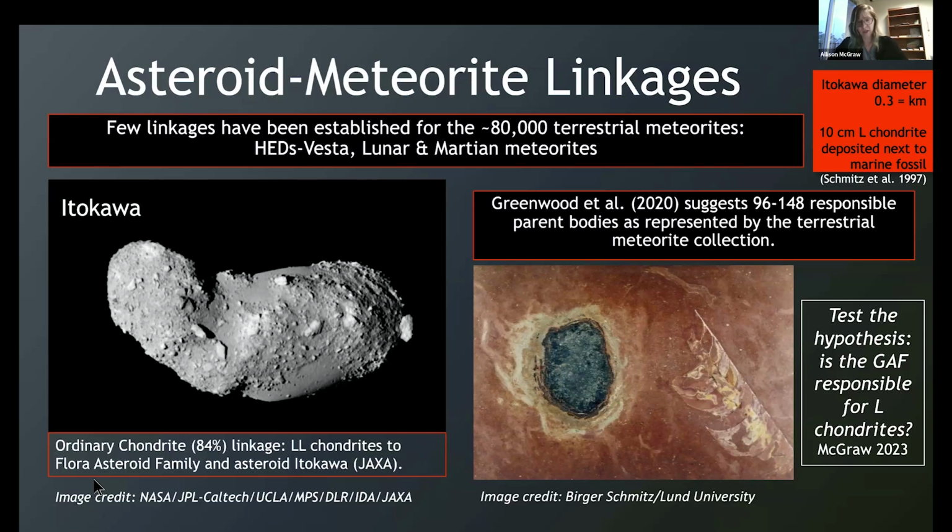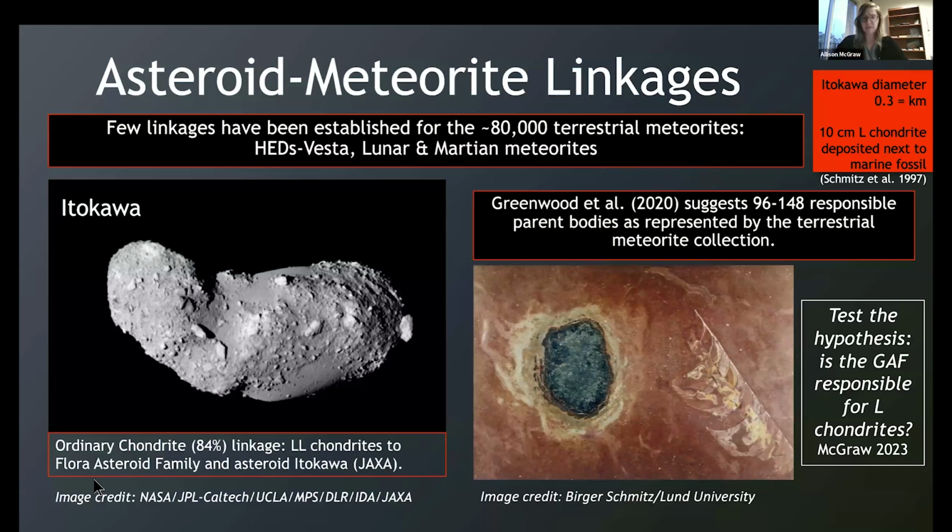The ordinary chondrites make up this large category, 86% of what makes it down to our collection. But few linkages actually exist for the true parent bodies. The ordinary chondrites within that Greenwood et al. geochemistry argues that there should be about 30 parent bodies for the entire ordinary chondrite representation. And my PhD thesis was to test the hypothesis if the Gefion asteroid family is responsible for the L chondrite linkages. And this was in the research family tree, as aforementioned, in this asteroid-meteorite linkages following on from Gaffey.